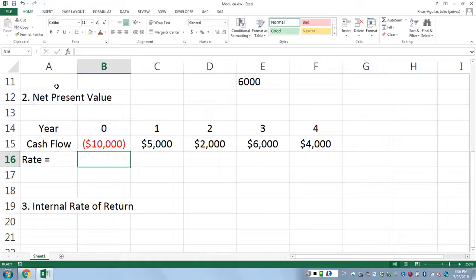There's an explanation in the module, but I'm going to be very brief here. Think about that rate as how much you need to pay your investors. Or if you're investing yourself, how much do you want to make? You can also see that rate as an opportunity cost, right?